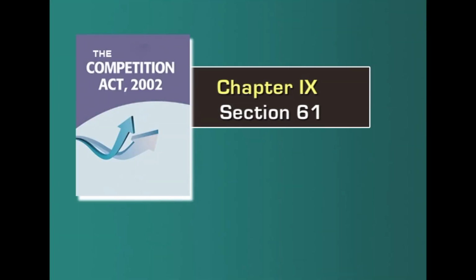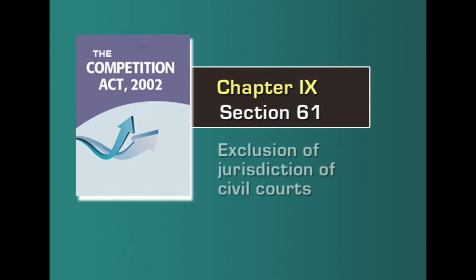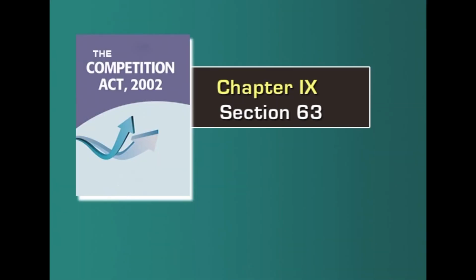Moving on to the next section, which is relevant, that is section 61. Section 61 excludes the jurisdiction of civil courts. As the language speaks, no civil court is permitted to entertain any issue which is raised under the provisions of this Act or pass any orders on it. This is an exclusive bar of civil jurisdiction. With that, we will move on to the next sections, that is section 63.